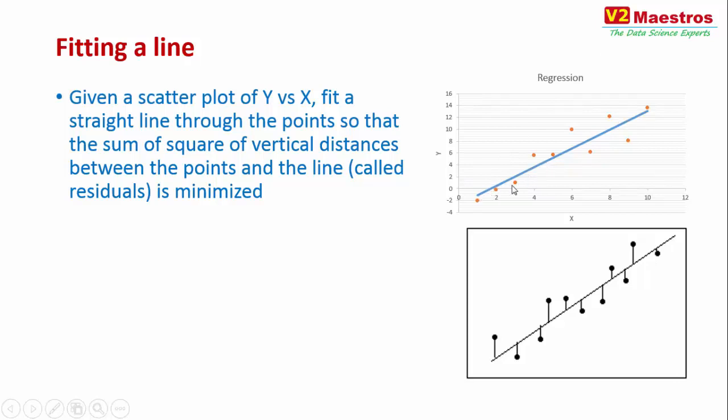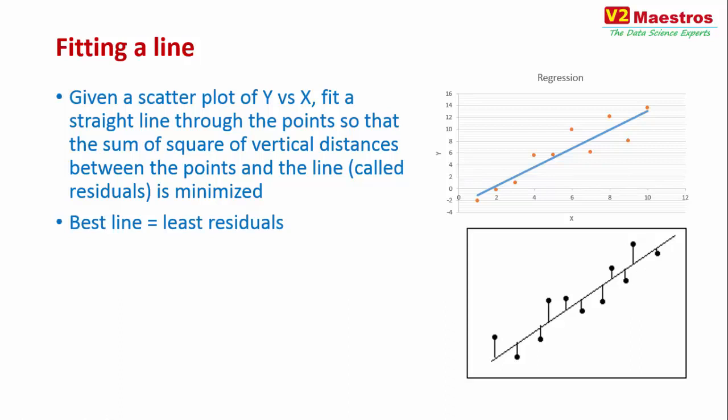Obviously when the sum of squares of vertical distances is minimal, the line will traverse through the set of points almost through the middle. That's how you get a line where the distance between the points and the line is minimized. So once again, draw a line through the set of points, find the vertical distance between each point and the line, and draw the line in such a way that this distance is minimized.